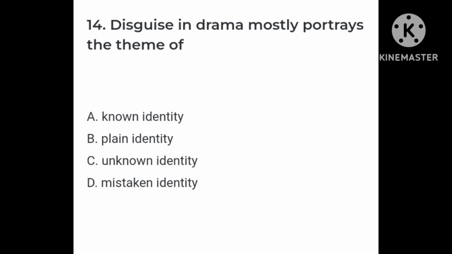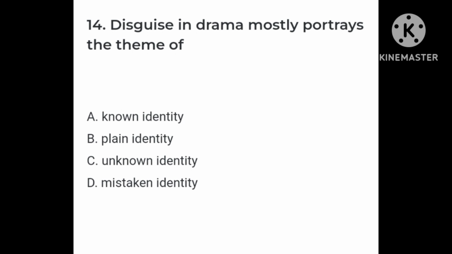Option A is known identity. Known identity means when a character's true identity is openly revealed and acknowledged by themselves and others. It's a situation when the true identity of a character is unmasked, revealed, known by the people. Option B, plain identity. Plain identity means when a character's identity is straightforward with no secret or concealment. In plain identity, it means there is no hidden agenda. It means there is no hidden part of that character.